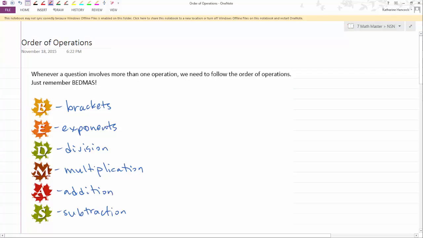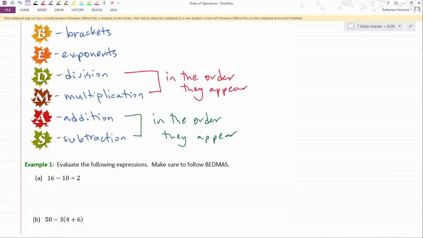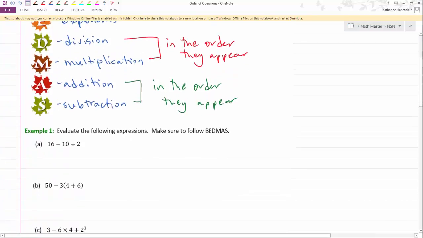Next is exponents. Now division and multiplication, they're at the same time, whichever comes first. So in the order they appear. If multiplication shows up first, we do it first. If division shows up first, we do it first. And then after we're done all the division and multiplication, we go on to addition and subtraction, and they are also in the order they appear. So we're going to go through 8 different questions using BEDMAS each time to get our answer.